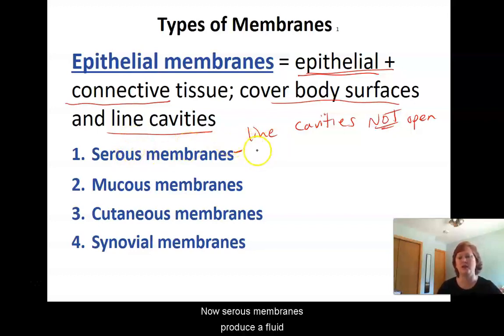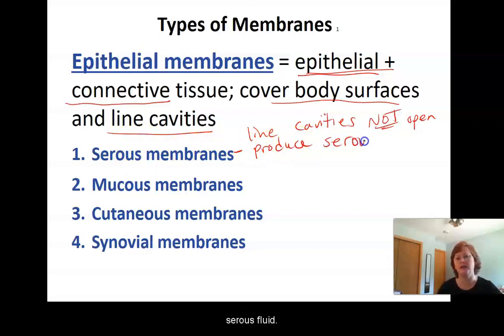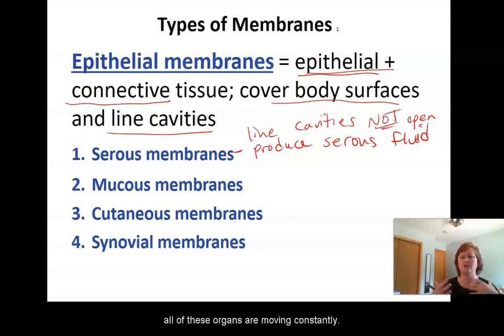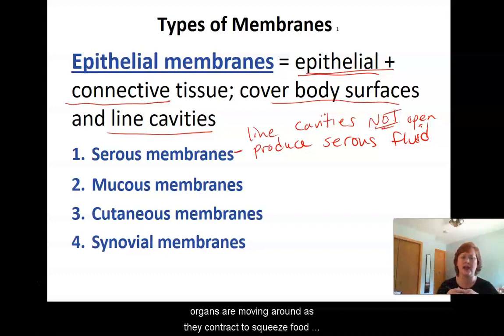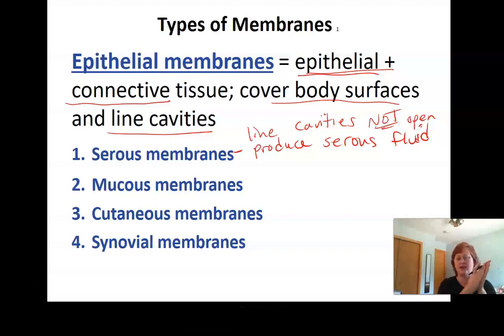Now, serous membranes produce a fluid called, conveniently, serous fluid. Now, why do you think you would want to have fluid in those cavities around your organs? Well, if you think about it, all of these organs are moving constantly. Your lungs are inflating and deflating, your heart is beating, even your digestive tract organs are moving around as they contract to squeeze food along through that long tube. So we need to have a little bit of fluid in there to help lubricate those tissues so we don't get them stuck to each other.